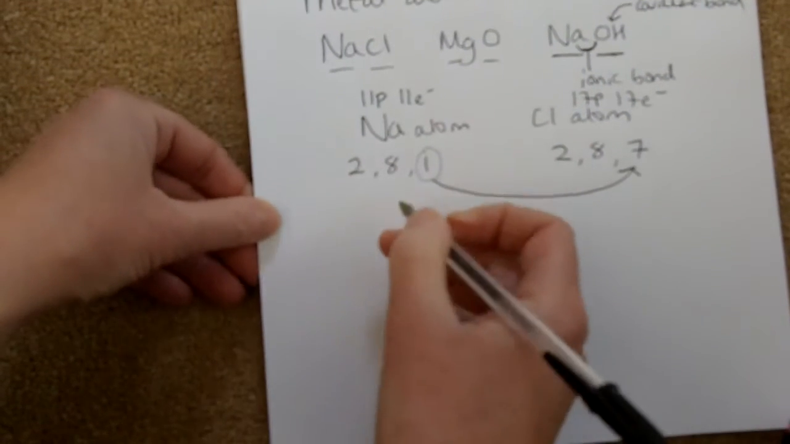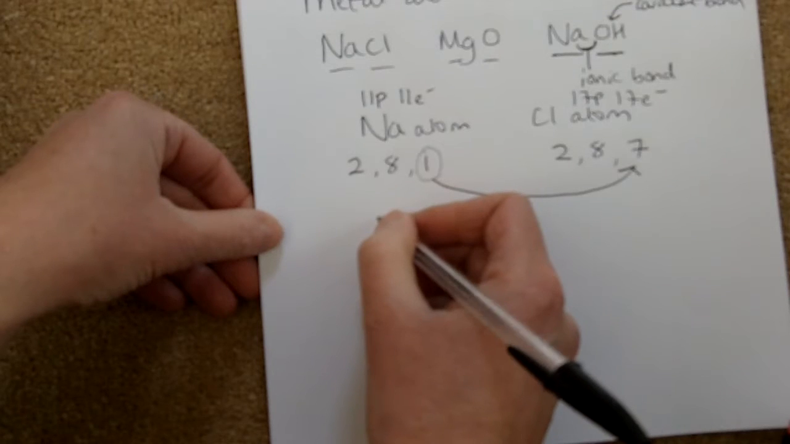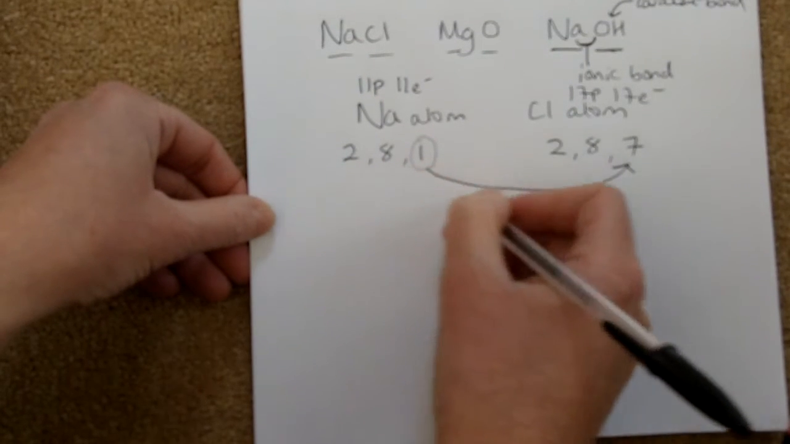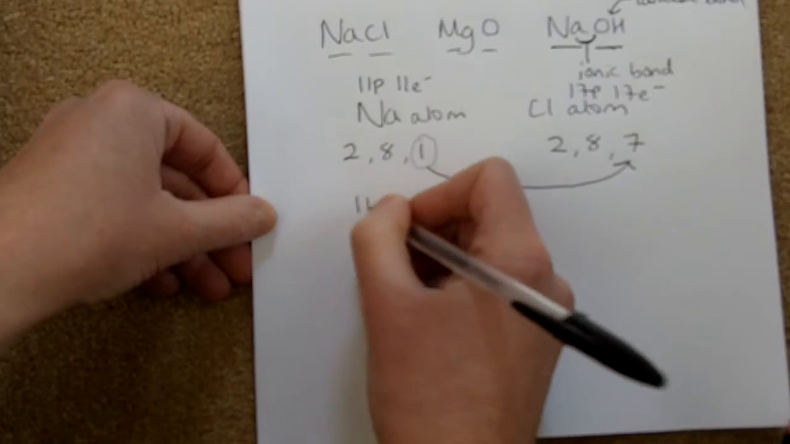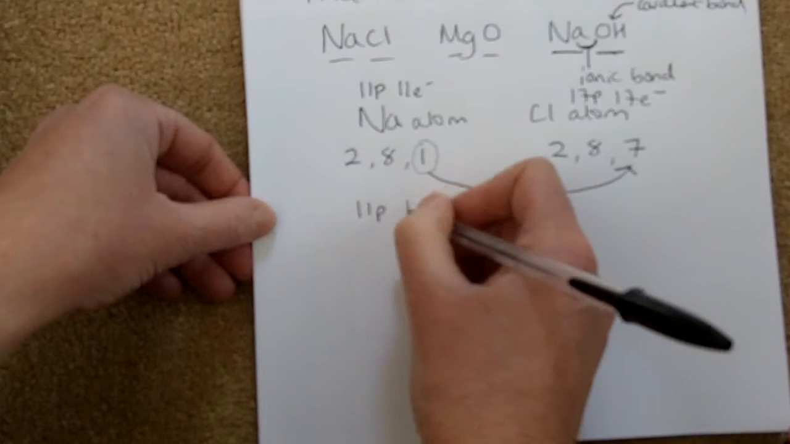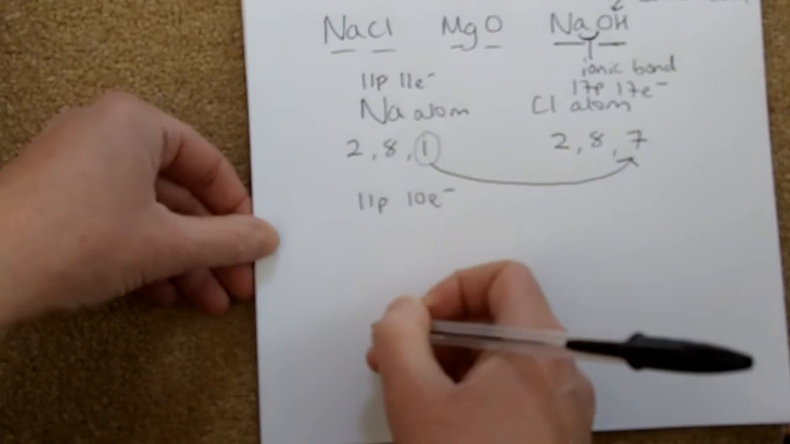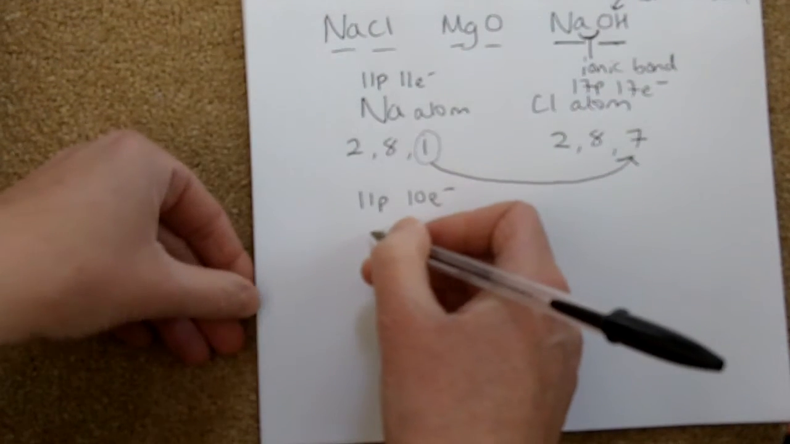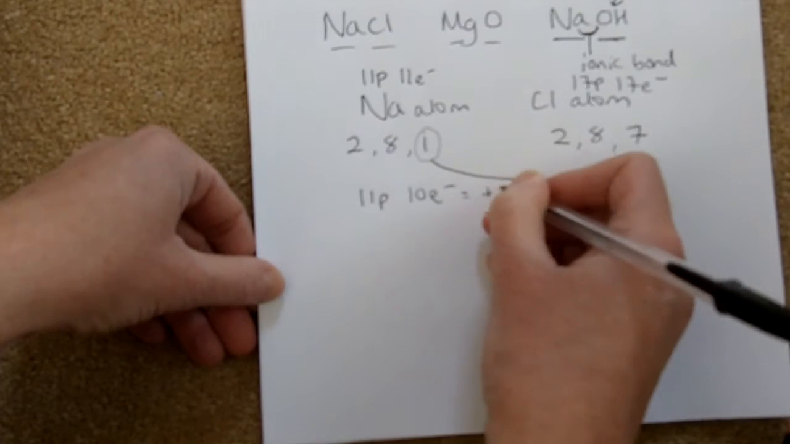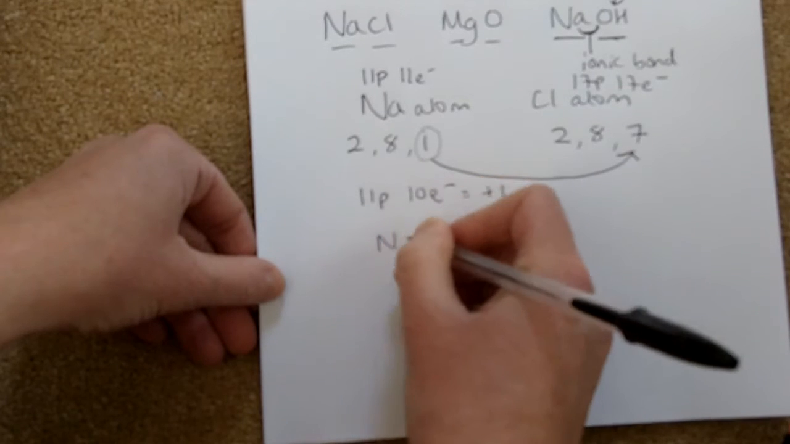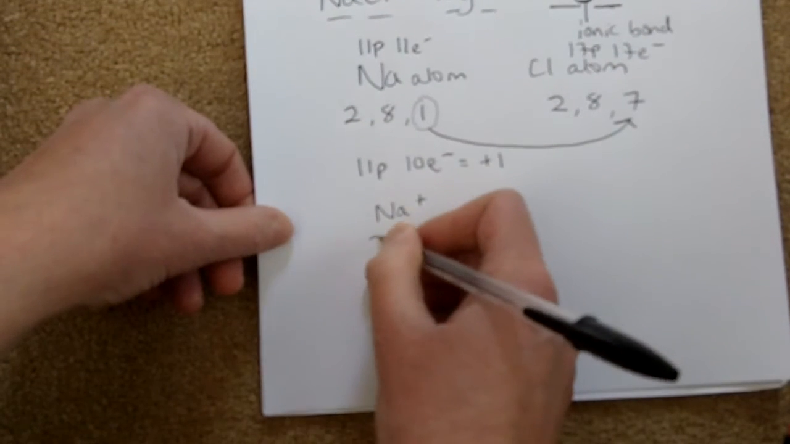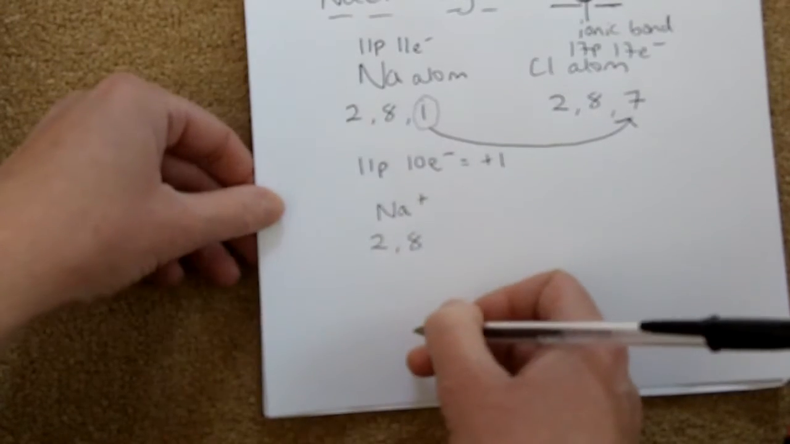Okay, so now it is no longer an atom. Because now if we give one electron away, we still have 11 protons, but this time we've given an electron away, we only have 10 electrons. So 11 positive and 10 negative gives you an overall charge of +1. So now we've got a sodium ion and it's got a full outer shell, 2, 8.